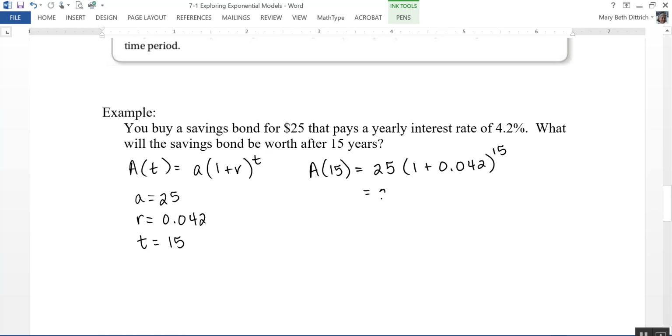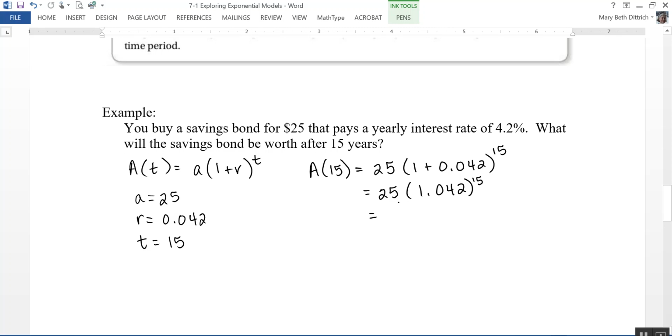So let's go ahead and simplify inside the parentheses. That's going to be 1.042 to the 15th power. Now when we go to evaluate this, do not multiply these two numbers, okay? Order of operations tells us that we need to evaluate exponents first. So I'm going to raise 1.042 to the 15th power and then multiply it by 25.